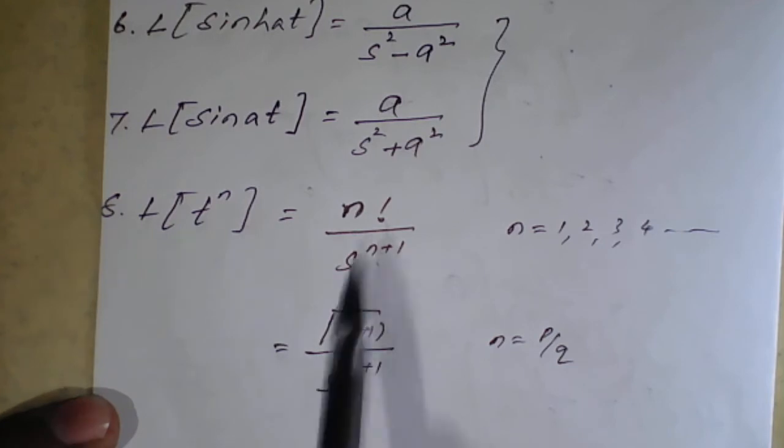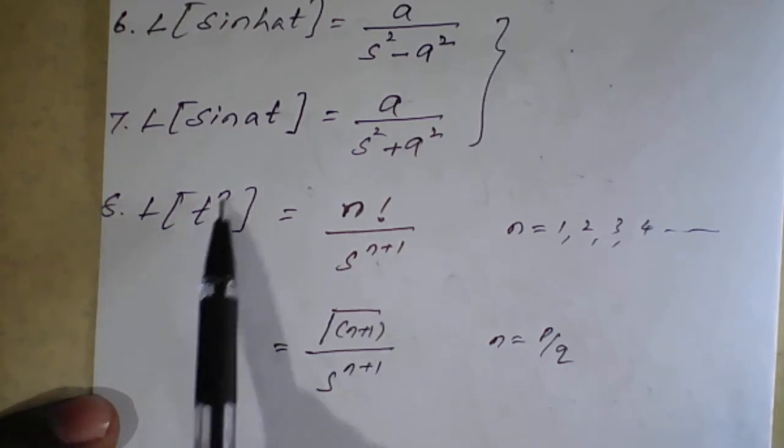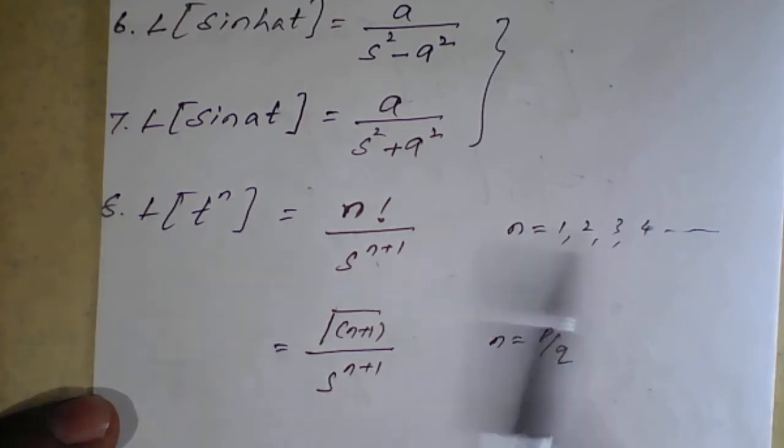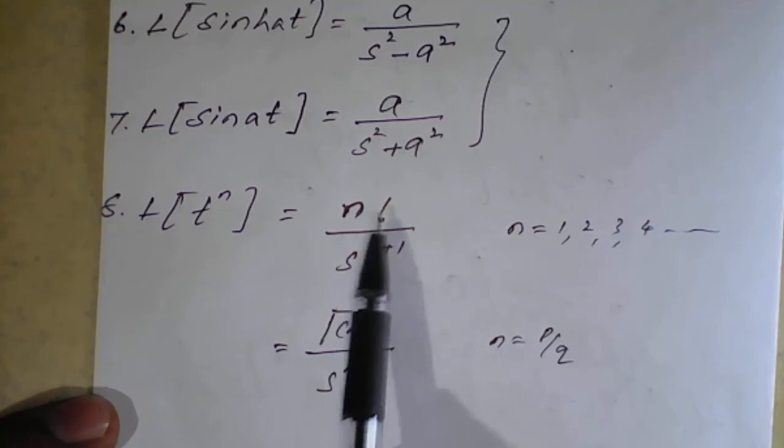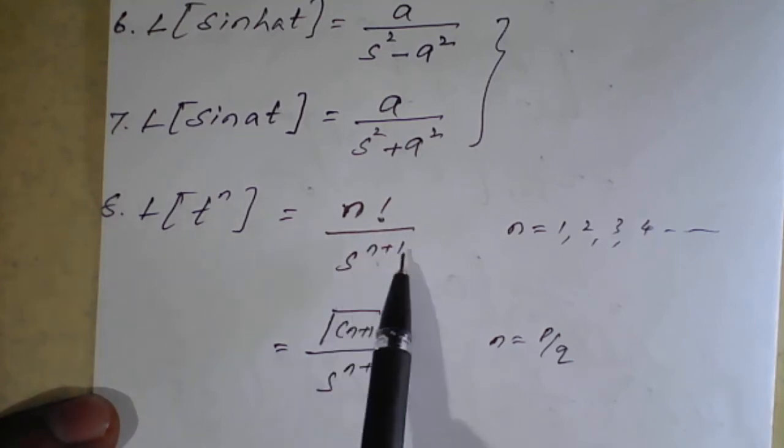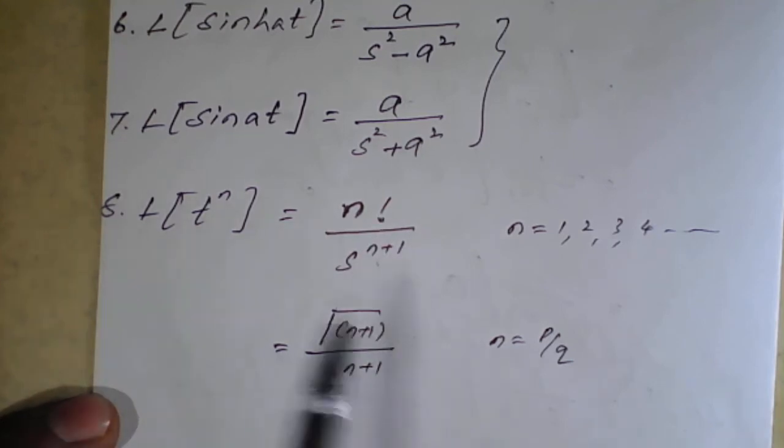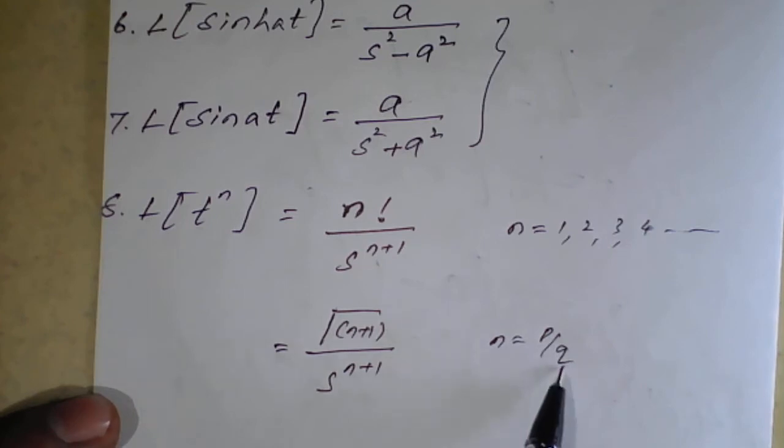So you have to be careful. You have to see what the power of t is. If n is a whole number or integer, that is 1, 2, 3, and so on, at that time we are going to use the n factorial divided by s raised to n plus 1 formula. If it is a fraction, that is p by q form, at that time we are going to use gamma of n plus 1 divided by s raised to n plus 1.